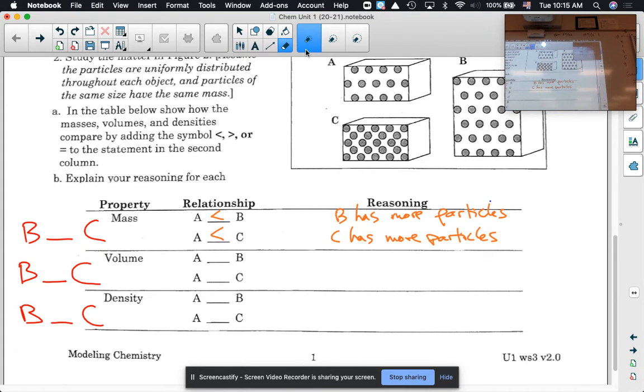So how about over here with B versus C here? Well, how can you tell that?